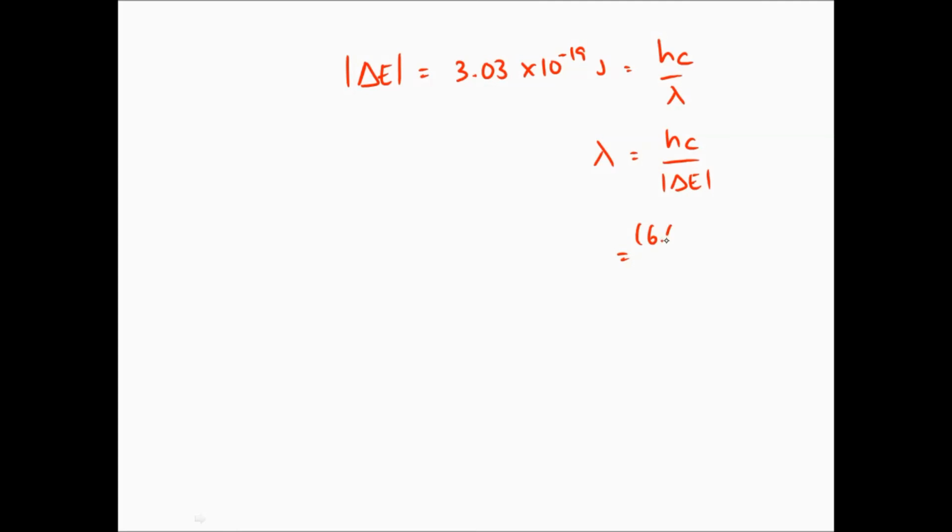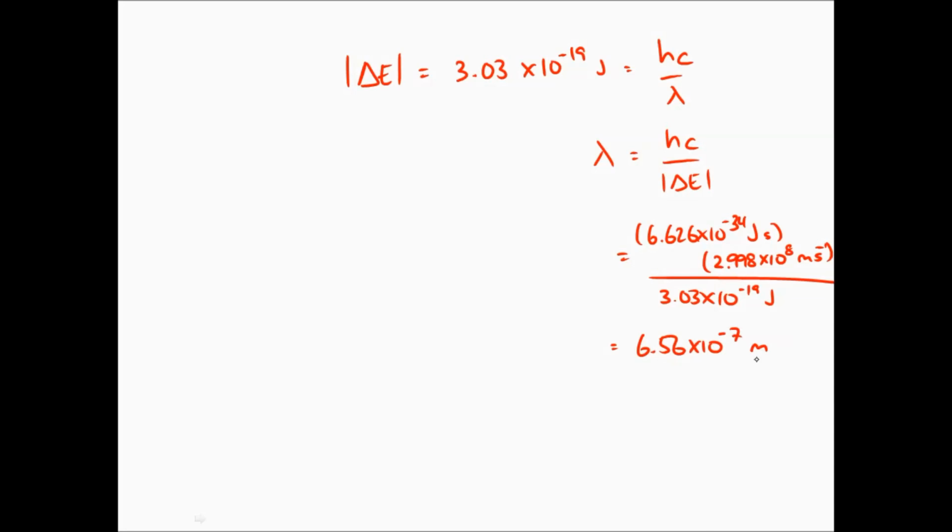h is Planck's constant, 6.626 times 10 to the minus 34 joule seconds. c is the speed of light, which is 2.998 times 10 to the 8 meters per second, divided by 3.03 times 10 to the minus 19 joules. And so this gives me a value of 6.56 times 10 to the minus 7 meters, which is 656 nanometers.